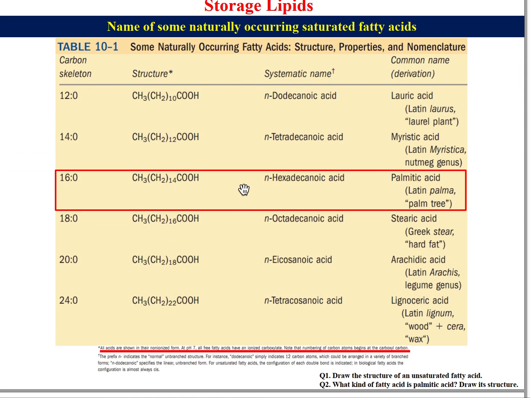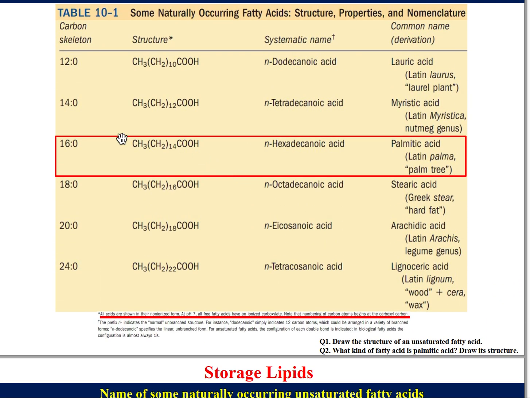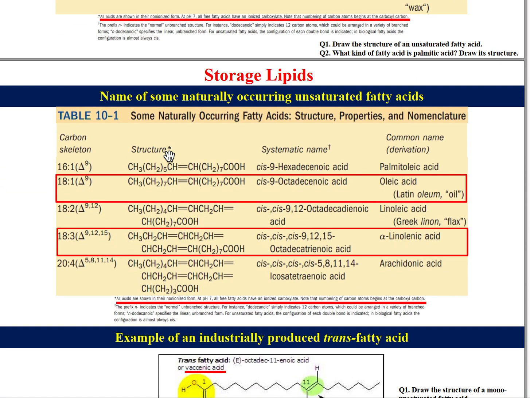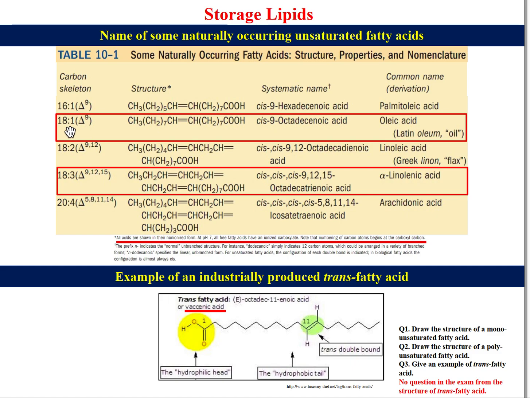So here are some examples of naturally occurring fatty acids, and you can see here 16:0 means this fatty acid contains 16 carbons and has no double bond. And here you can see 18:1 delta 9. That means this fatty acid contains 18 carbons, has one double bond, and it is at position number 9. So here is the structure of vaccenic acid, and this is the hydrophilic head, hydrophobic tail, and the trans double bond is located here.